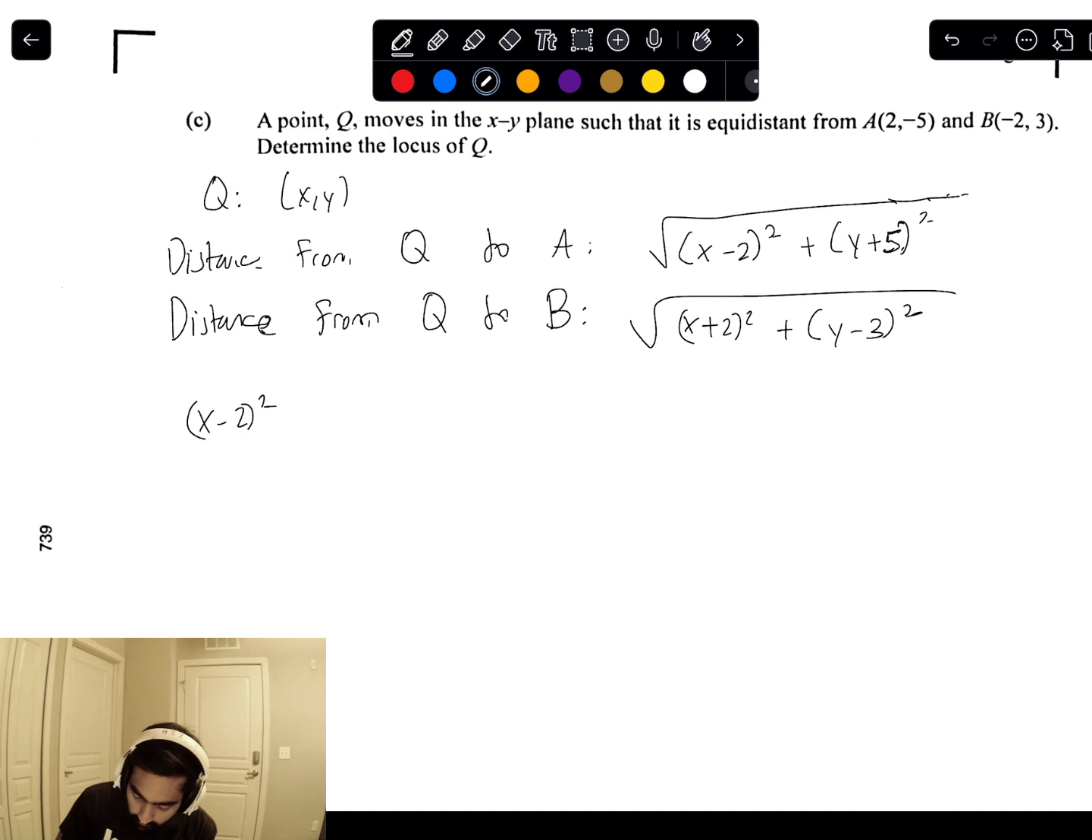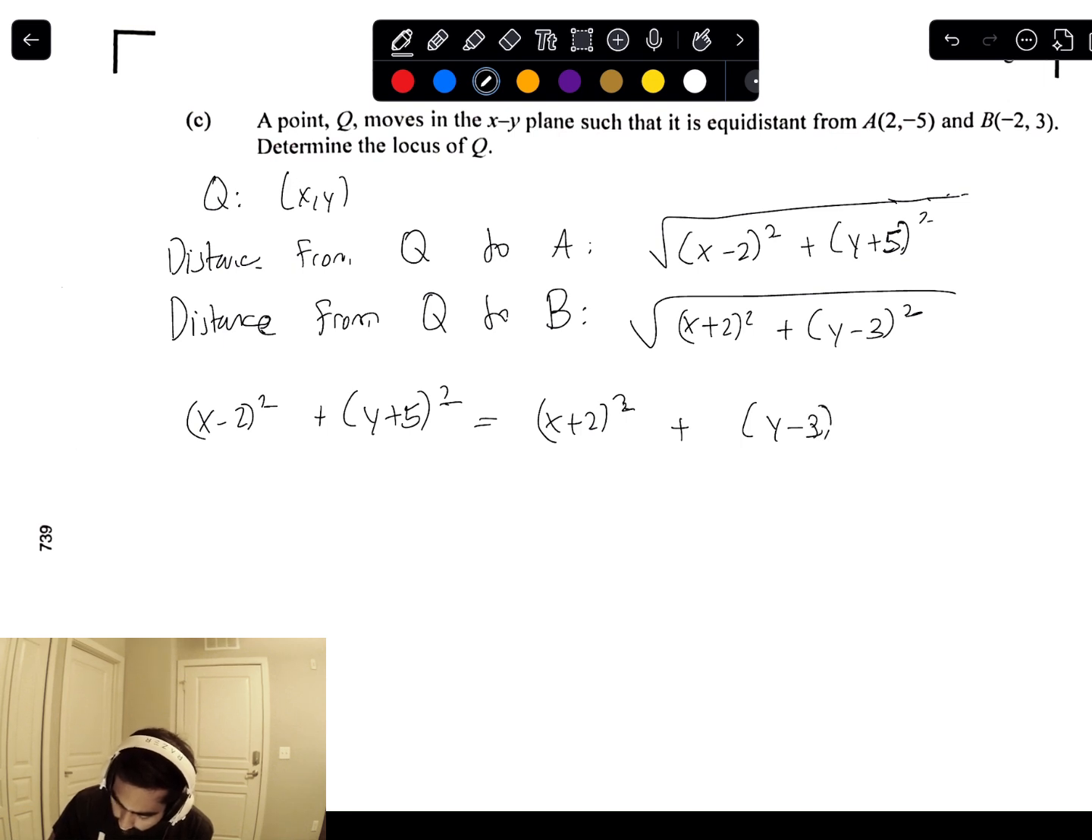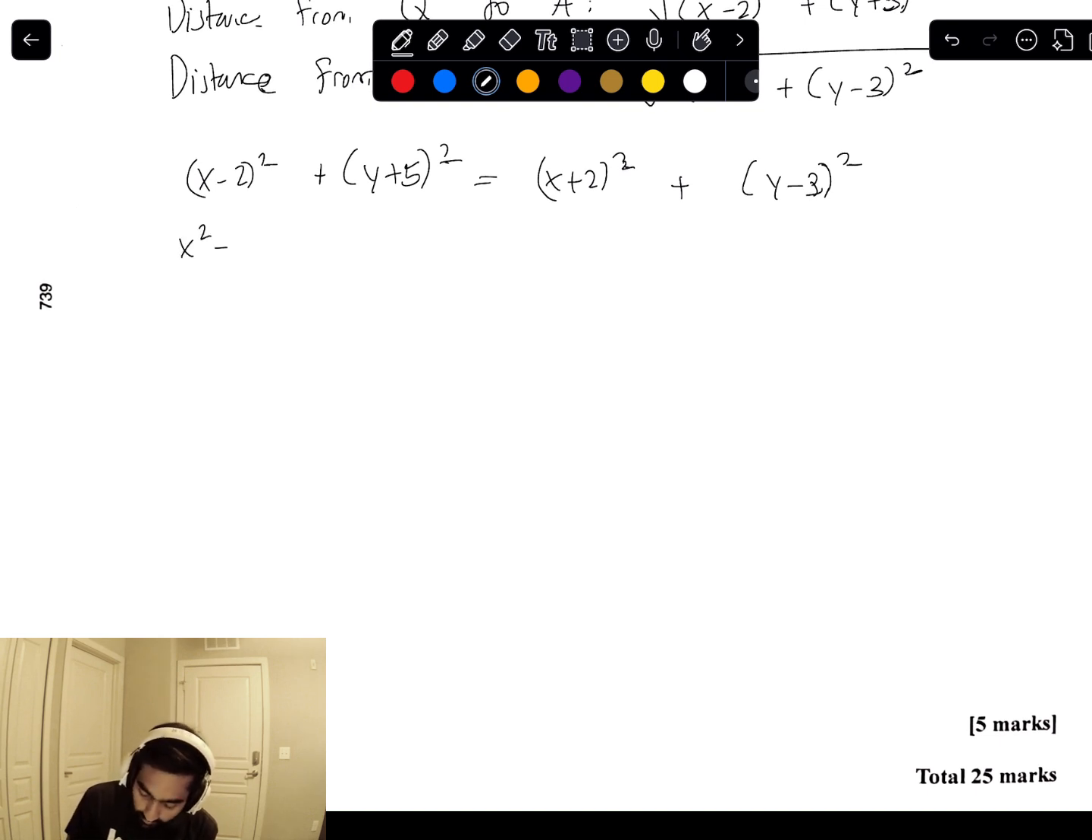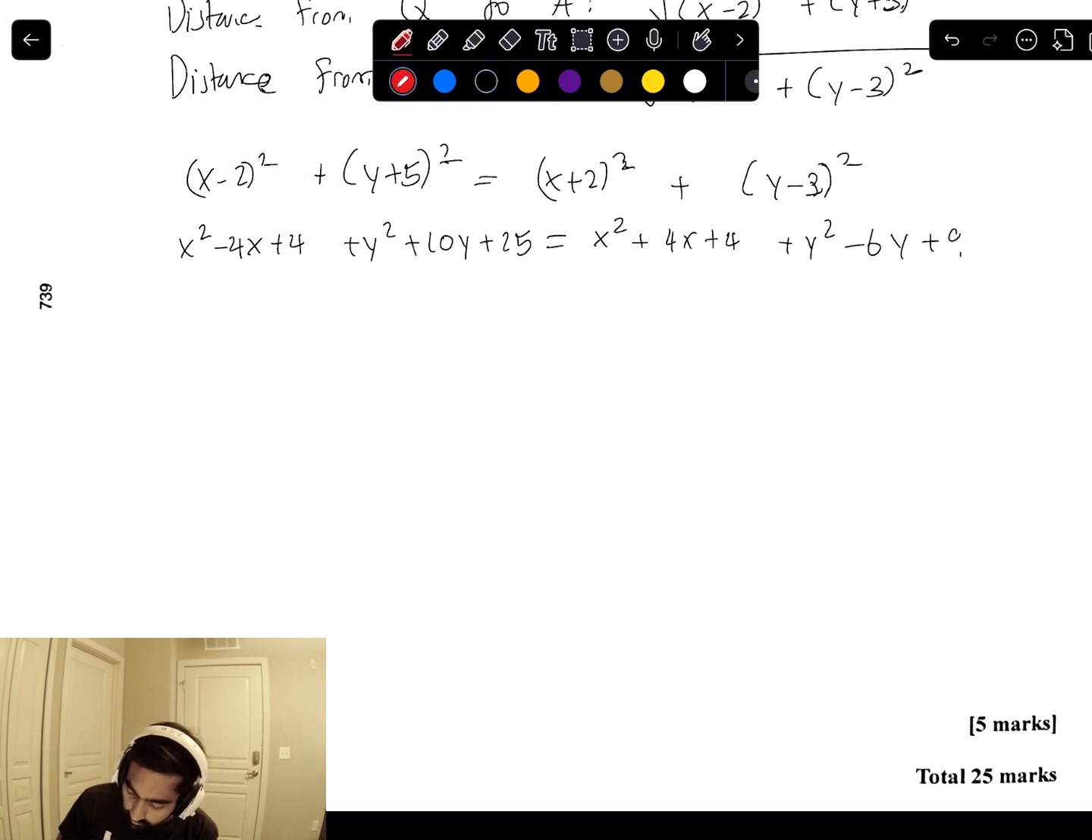So I get x minus 2 squared plus y plus 5 squared equals x plus 2 squared plus y minus 3 squared. Now I'm going to expand all of these brackets. So I have x squared minus 4x plus 4 plus y squared plus 10y plus 25 equals x squared plus 4x plus 4 plus y squared minus 6y plus 9. The x squared terms will cancel, the y squared terms will cancel.